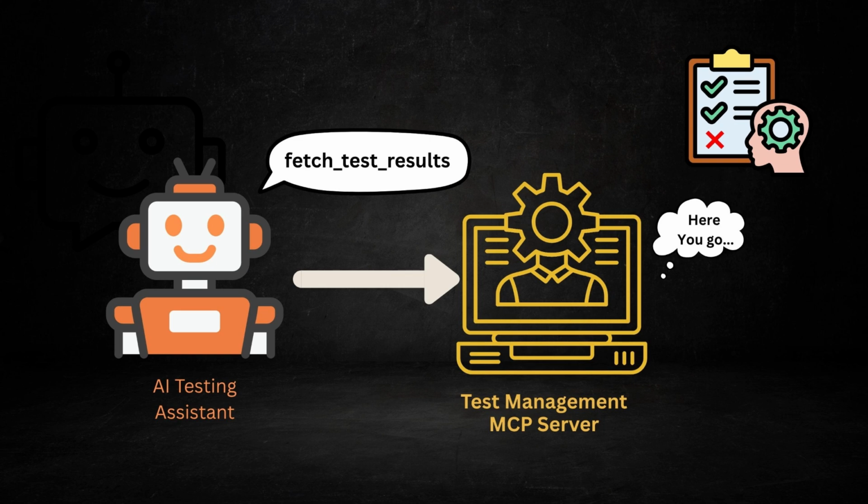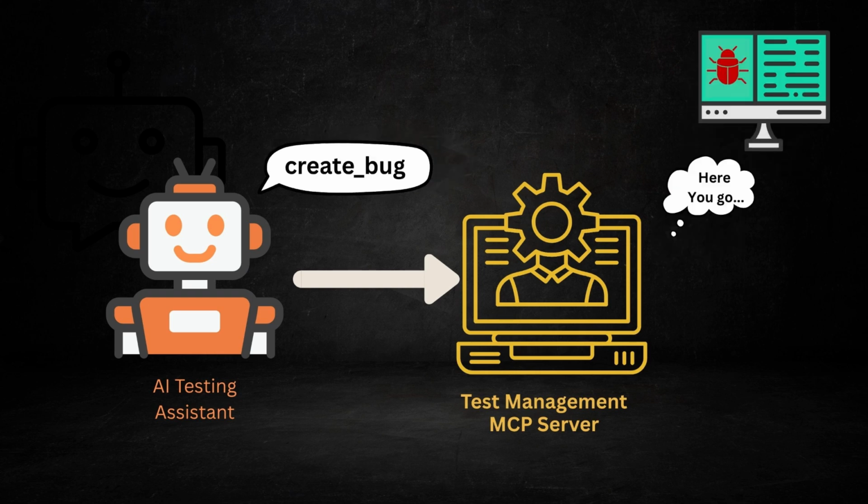Let's see a practical example. Imagine using an AI testing assistant powered by MCP. It connects to a test management MCP server such as Jira or TestRail. The assistant calls a tool like Fetch Test Results to pull the latest automation outcomes. The server returns structured data, which the AI analyzes using a predefined prompt to analyze failures, identify flaky tests, and suggest areas for improvement. Then, it triggers another tool like Create Bug to log detailed defect reports directly into Jira. All this happens without any manual step, just standardized, seamless communication between the AI and your testing tools.